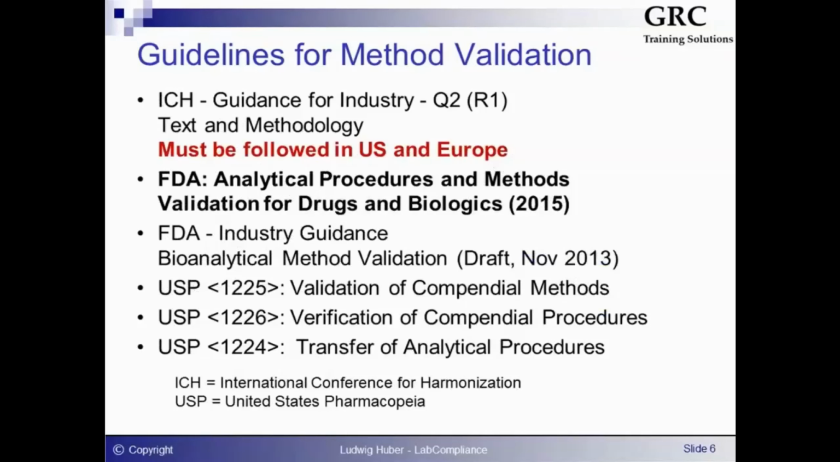There are other ones which are very important. I already mentioned ICH guidance for industry Q2, and this talks both about the text of the guidance and also the methodology. Then we have other FDA industry guidance, like the one on bioanalytical method validation. There is one on validation of compendial methods, verification of compendial methods, and the transfer of analytical methods, which are USP 1225, 1226, and also 1224. So this is also important.